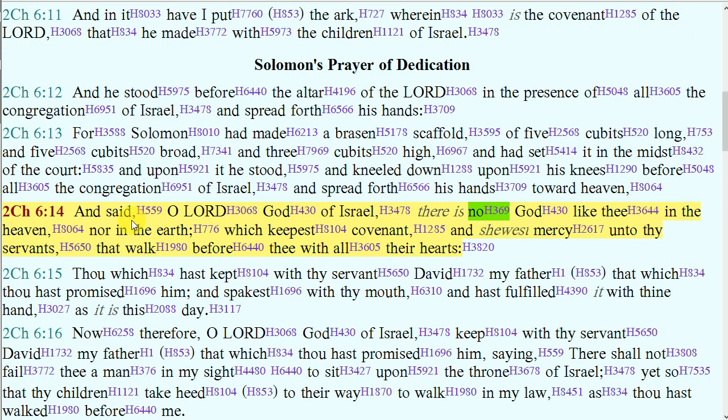And said, O Lord God of Israel, there is no God like thee in the heaven nor in the earth, which keepest covenant and showest mercy unto thy servants, and walk before thee with all their hearts. We know that there are other gods. The Bible tells you all the time about the other gods. Satan, the definition of a god, we can go there real quick. Let me mark this. We'll just look at it real quick.